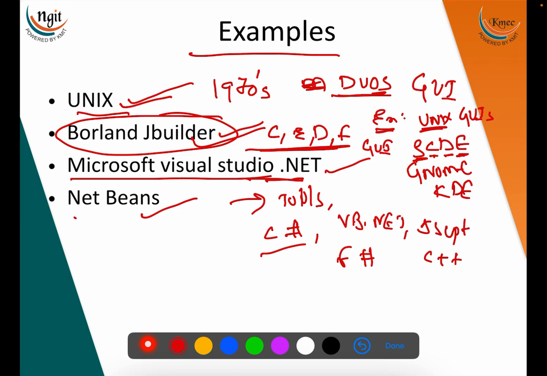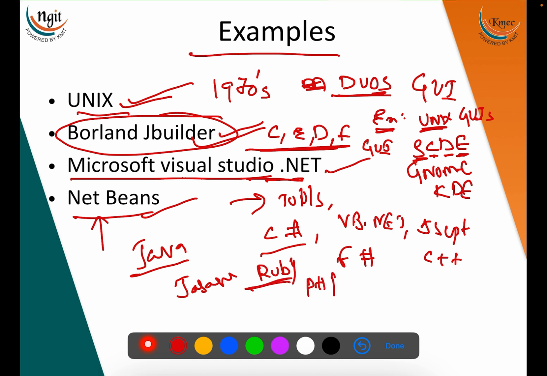The last programming environment in the list is NetBeans. This is very familiar nowadays. Today people are using NetBeans as their programming environment. NetBeans is a development environment that is primarily used for Java application development, but also supports other languages like JavaScript, Ruby, and PHP.